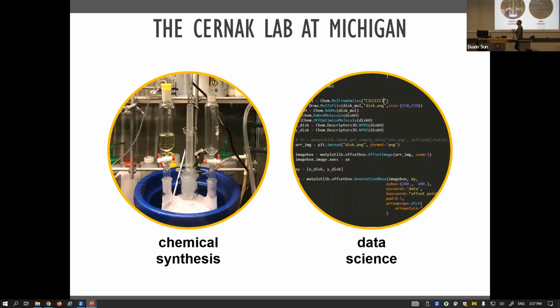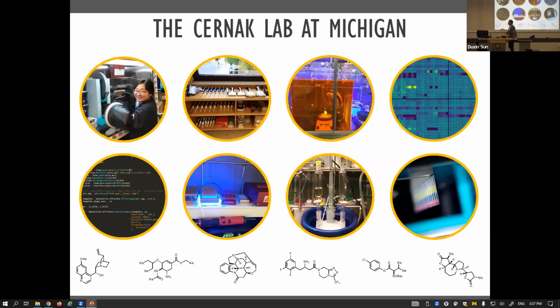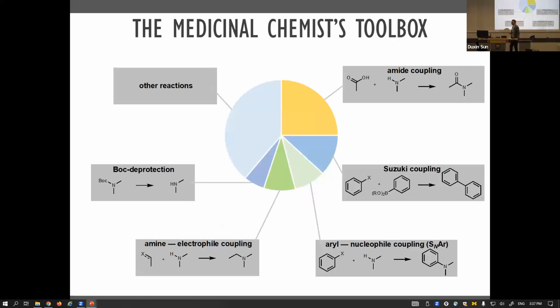And then we use Python and various tools to navigate this. We are an experimental lab and a computational lab, and so we love to do experiments. I want to share here some of the chemical reactions that have gone into what is now a $1 trillion pharmaceutical industry.